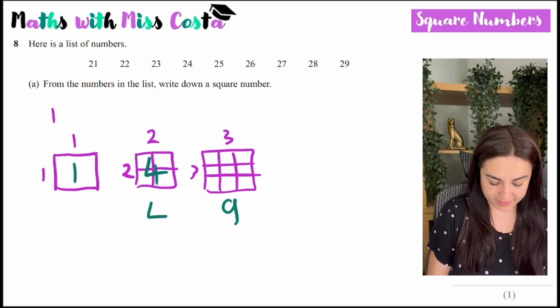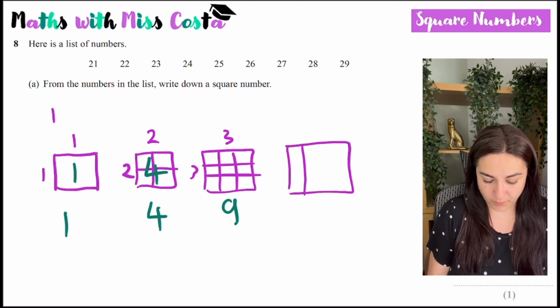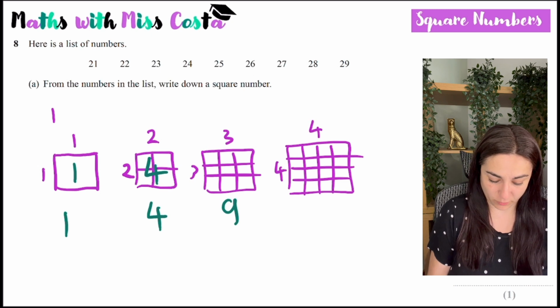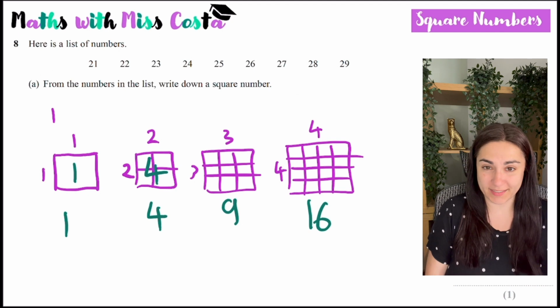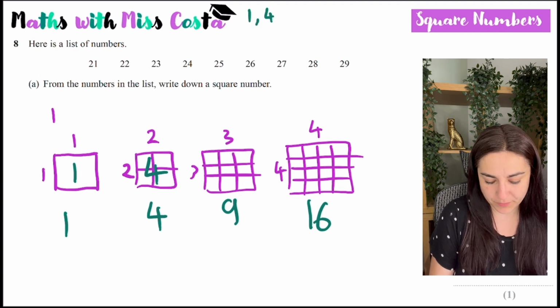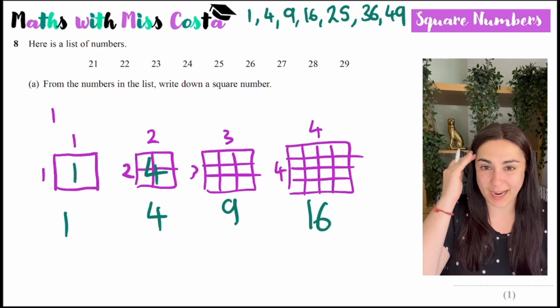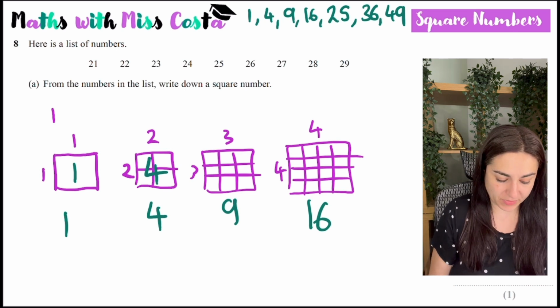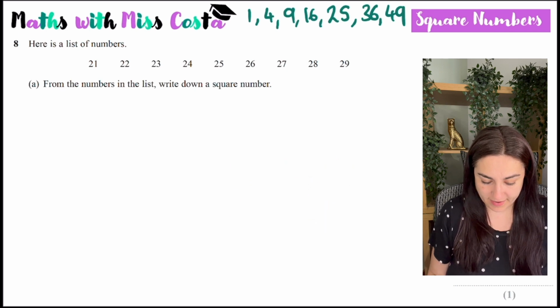I'll write underneath actually because it just gets a bit messy. Then similarly, you've got 1, 2, 3, 4 by 1, 2, 3, 4. So 4 squared is 16, and so forth. You can do it with all of the square numbers if you haven't quite remembered that. So it's helpful to just write them out. 1, 4, 9, 16, 25, 36, 49, just so that you have them there, so that it makes choosing from the list a little bit easier. And then from the list, write down a square number.